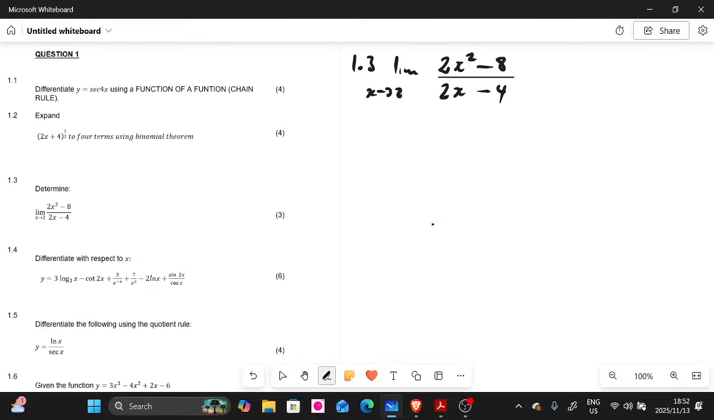So before we start though, we have 3 methods that we use for limits at this level, right? One of the methods is direct substitution. So direct substitution is wherever there is x, you substitute with 2, right? So let's do it. We have 2 there. Remember, wherever there's x, substitute with 2.